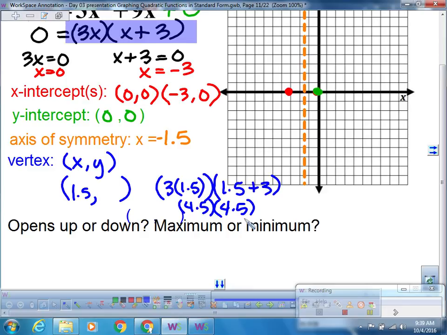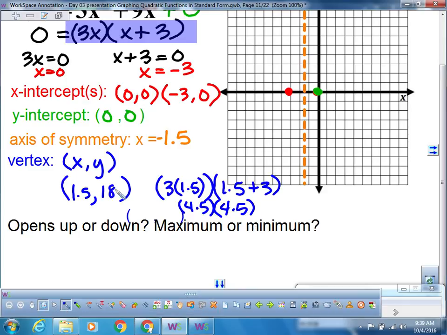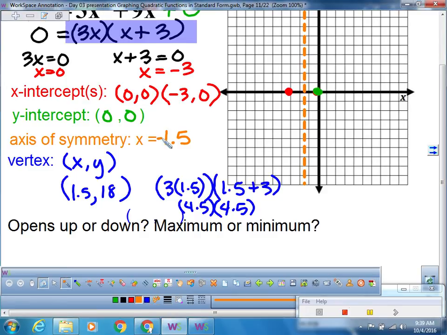It's not 9. It's not 10. 18? Guess what I did wrong? This is negative 1.5. I should have had a negative sign here and a negative sign here. That's why this number is so big. Let's redo this. Do you guys see it? I should have had a negative in front of it. It's negative 1.5. I knew I was doing something wrong.